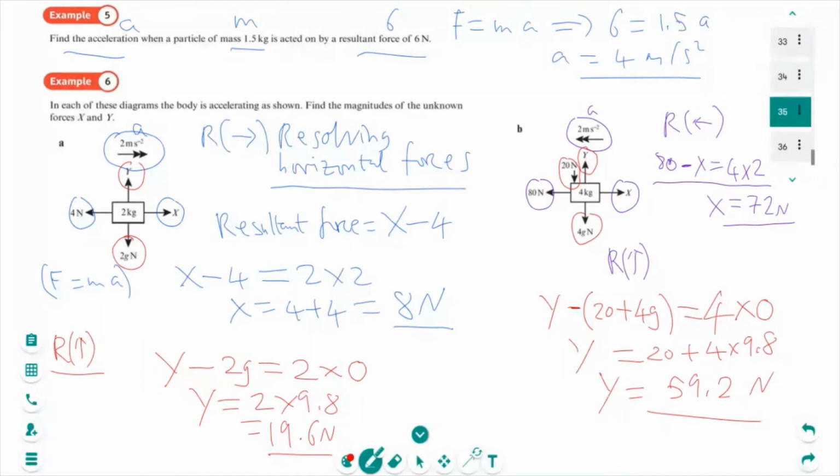Okay, any questions on that? The last example they've got, example 7. Okay, so it's always important to draw a diagram to help you think about these things.